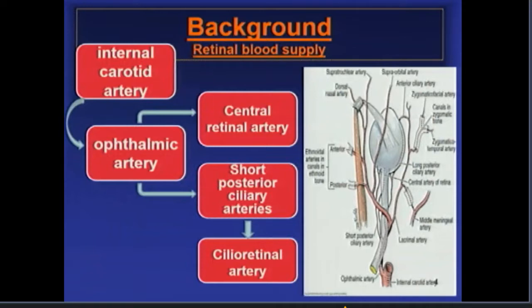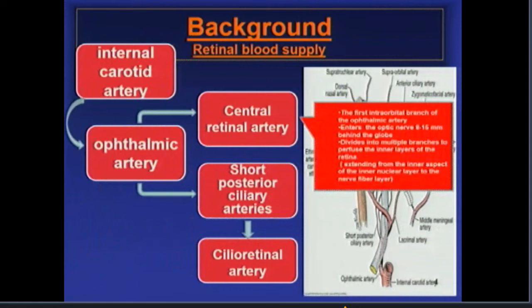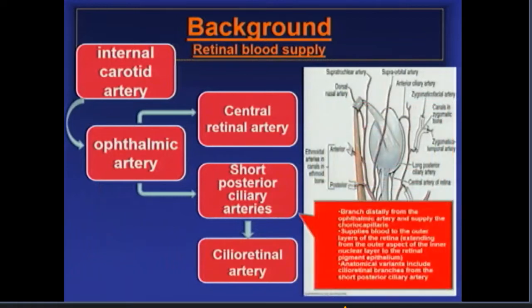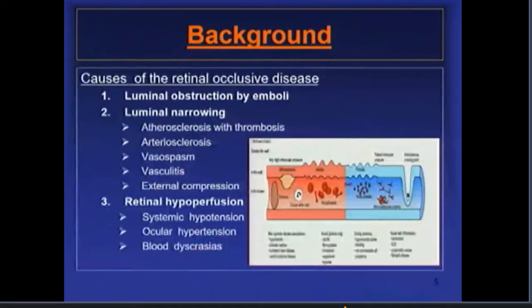Apart from that, we have the cilioretinal artery, which does not come from the ophthalmic or the central retinal artery, but from the choroidal circulation. These are the definitions of each of them, and I'm sure you are aware of it from your basic science of the vascular supply of the globe, so we will not spend time on that, as we have a lot to cover.